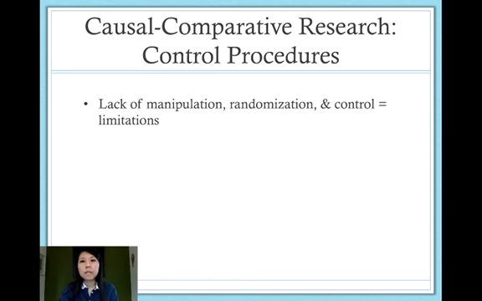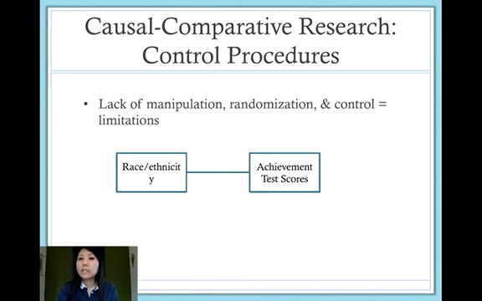Okay. And so this goes back to the limitations of causal comparative research, is that there's no manipulation, randomization can be difficult, and it's difficult to control other variables. Those are all limitations of causal comparative research. And we acknowledge that, but there are different ways to try to address that.